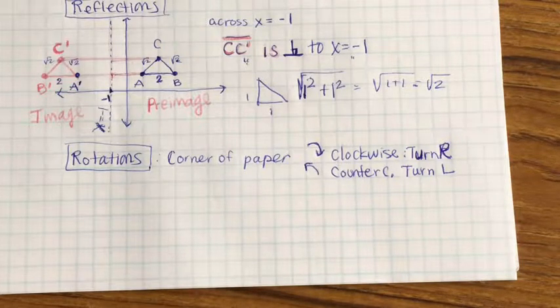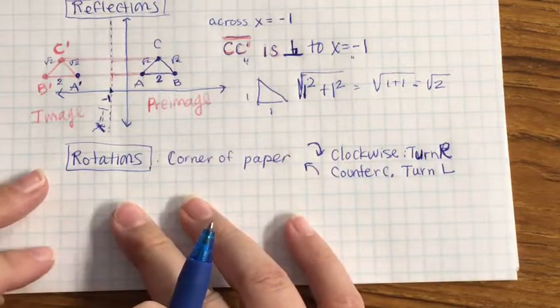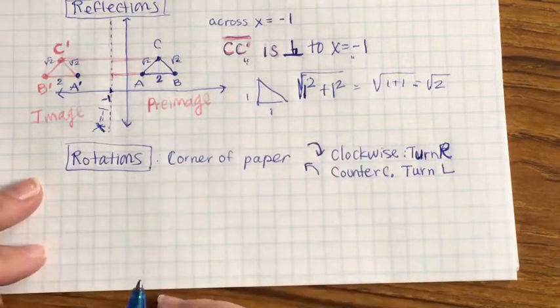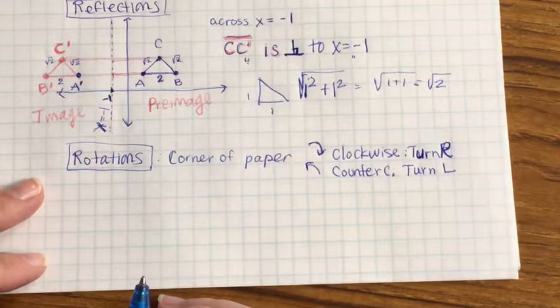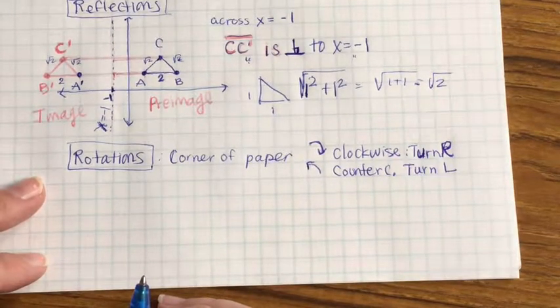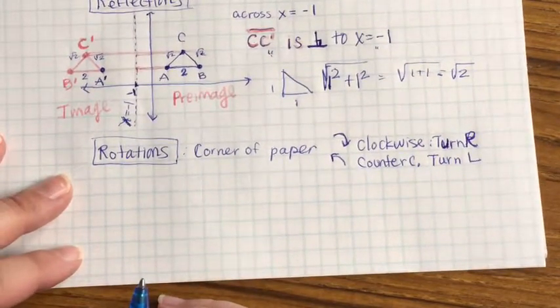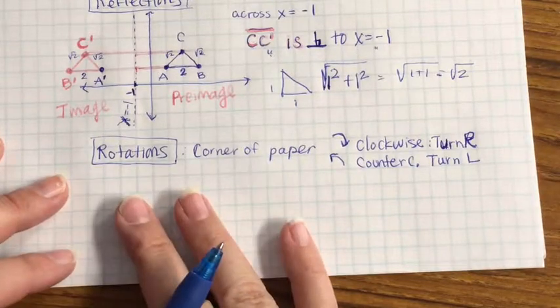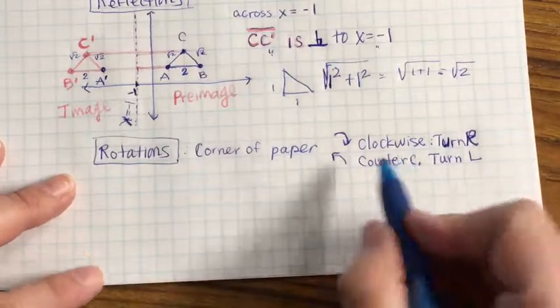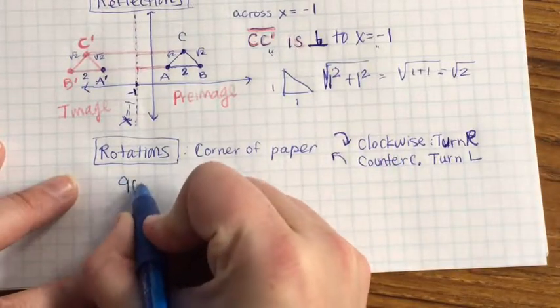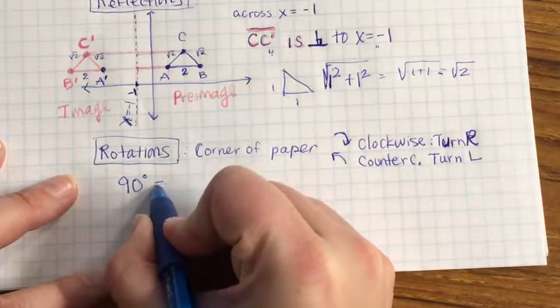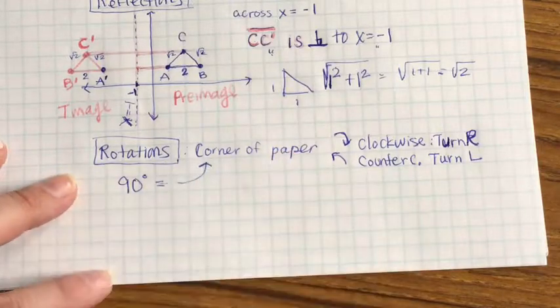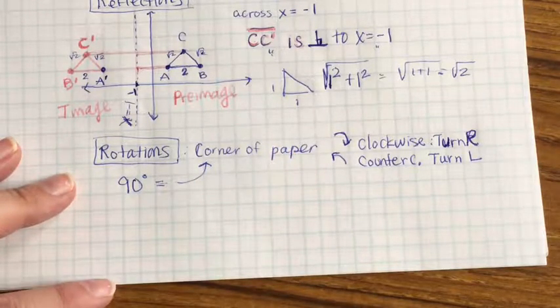So it will say something like rotating, so it'll rotate some figure, and then it wants you to know the angles of them. I don't want to draw pictures of this. So just remember that 90 degrees would be the corner of the paper. That's probably going to be the best thing.